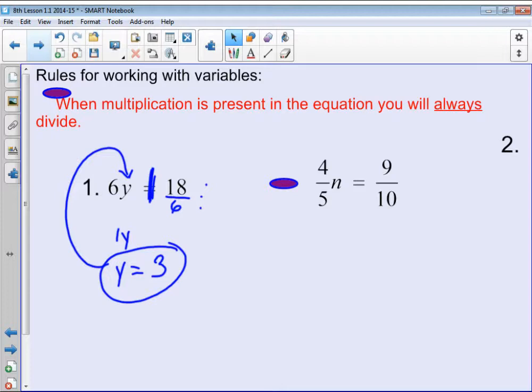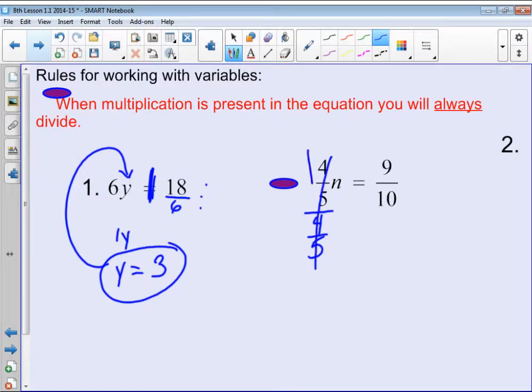So here I have 4/5 times n equals 9/10. So we're still going to think in terms of that 4/5. It's a number. So 4/5 times n, well, to get rid of it, we're going to divide by 4/5. Cancels it out. Whatever I did to one side of the equal sign, I have to do to the other. So I'm going to divide. In this case, I'm going to write it because I'm working with fractions to the right of it.